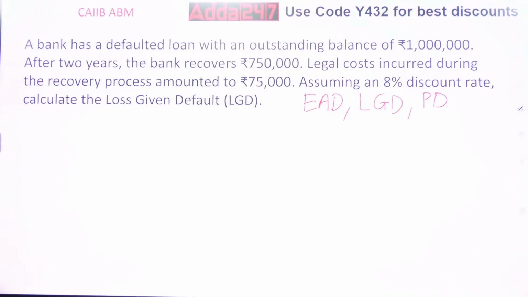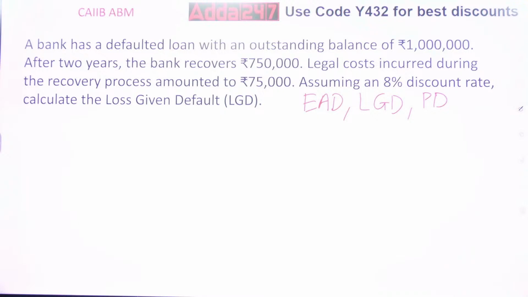My question is, what is the loss given default? Yes, everyone, try this. Problems are easy, but you need to understand this. What is given over here? Recovery is given, right? Bank defaulted 10 lakh, then bank recovered 7,50,000. Legal is 75,000. So first you have to find out the recovery rate. Recovery rate equals amount recovered minus legal cost.